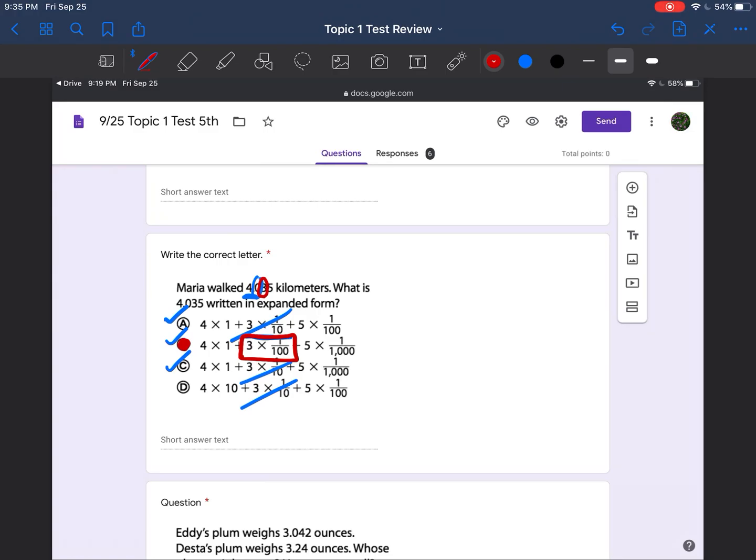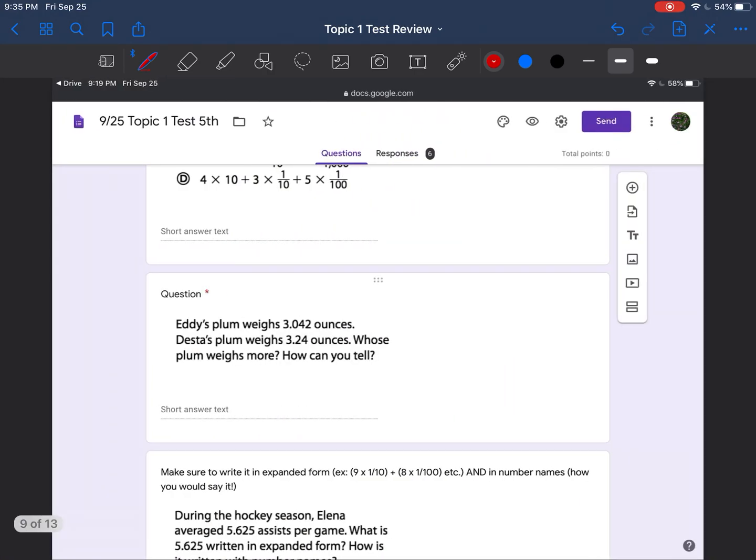Because remember, you have to multiply it by its place value. And the 5 is in the thousandths. So 5 times 1/1000th. And we're multiplying by fractions because they're all parts of wholes. They're tiny, tiny numbers. The next one, again, was a comparison problem.